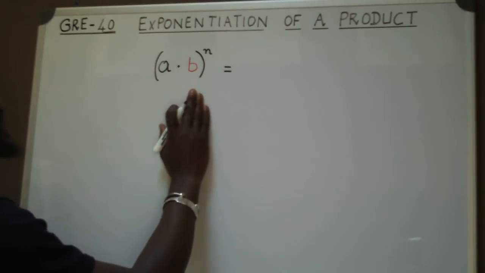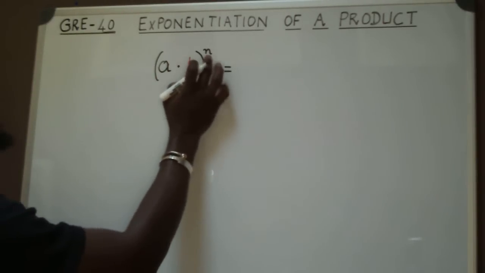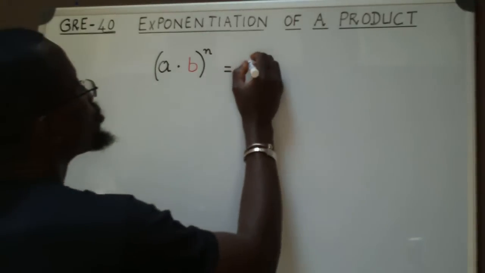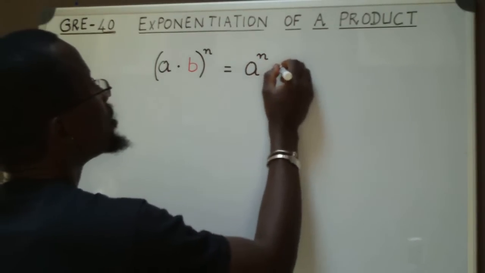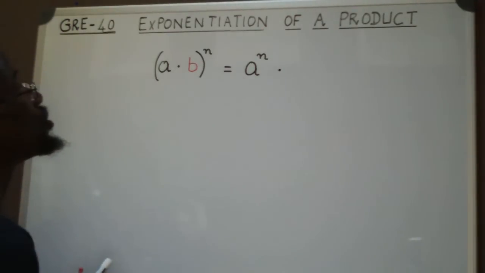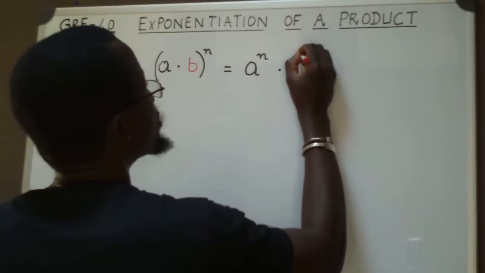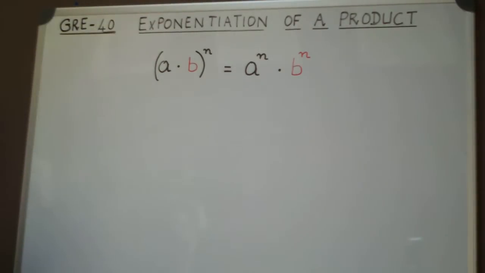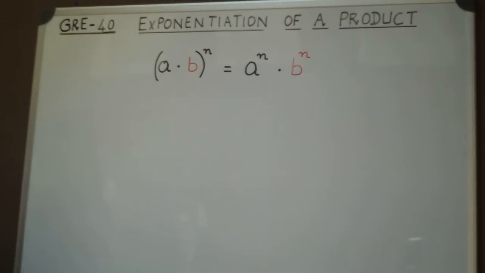Now, we will find out that A multiplied by B, raised to the exponent n, is equal to the first factor A raised to the exponent n multiplied by the second factor B also raised to the exponent n. This is the formula which I will try to make sense of, and in order to do that, I'm now going to take the following example.